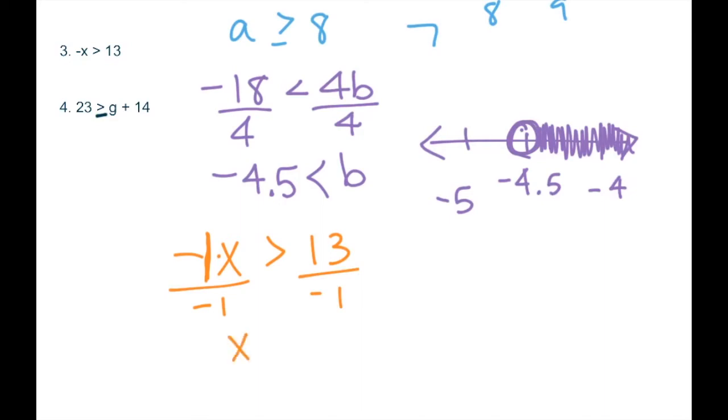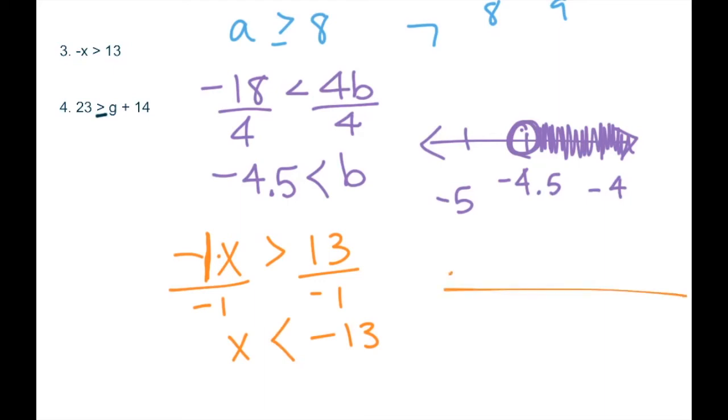I'm left with x on the left-hand side. 13 divided by negative 1 is negative 13. And this time, I did divide by a negative number, so I want to flip my inequality sign.